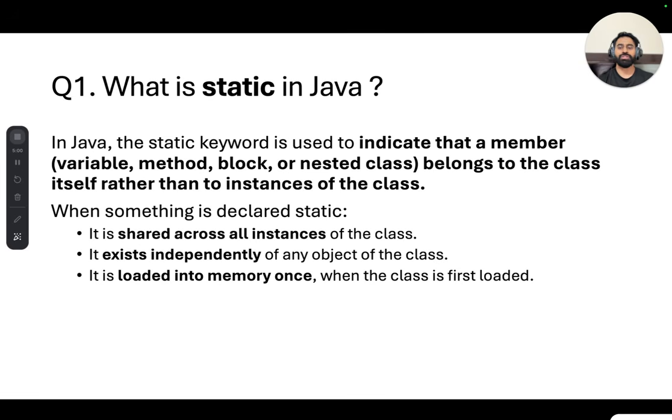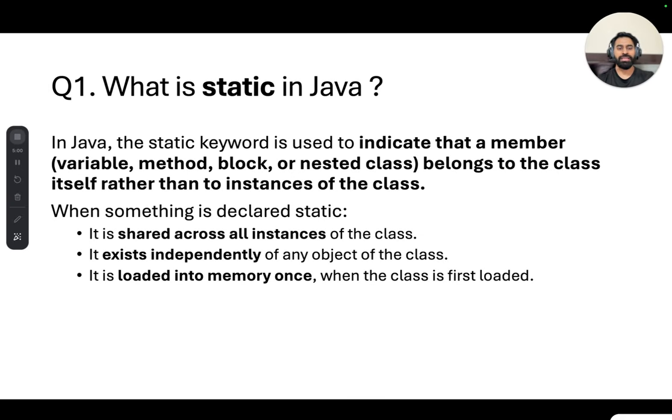The first question the candidate got in this walk-in drive is: what is the static keyword in Java? In Java, the static keyword is used to indicate that a member, variable, method, block, or nested class belongs to the class itself rather than to an instance of the class. Basically there are two things: one is class level and one is object level. The static keyword refers to the class level.